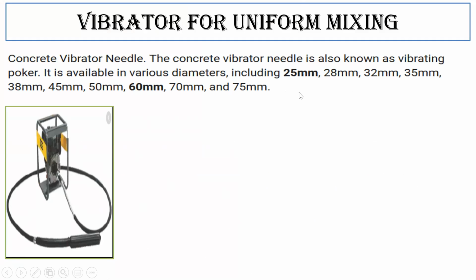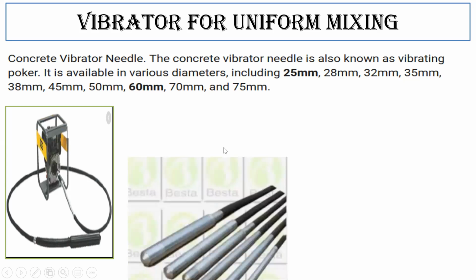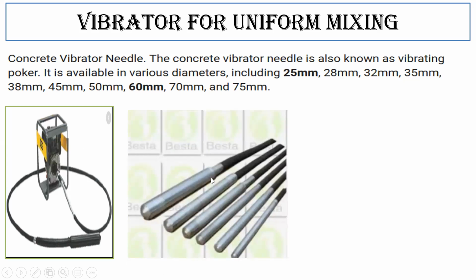So the diameter is what I was speaking about here, like 25, 28. So these are the different diameters of the vibrating needle that are available based on the different works. If it is beam casting, we are going to use a different one. If it is slab casting, we are going to use a different diameter. So based on the type of the work, we are going to change the needle of the vibrator.